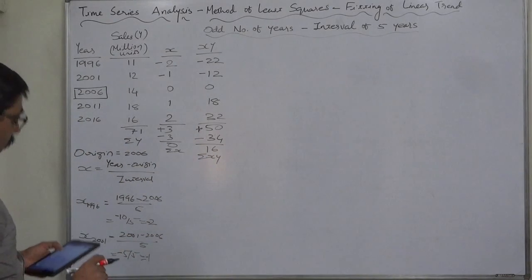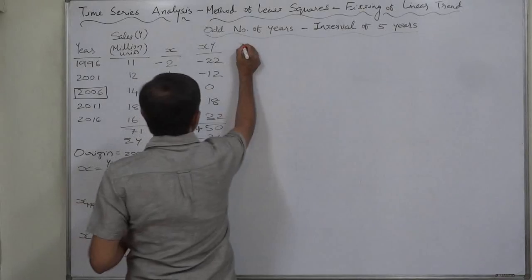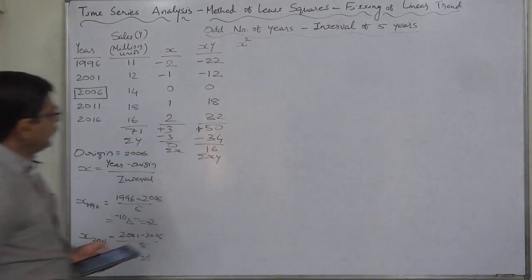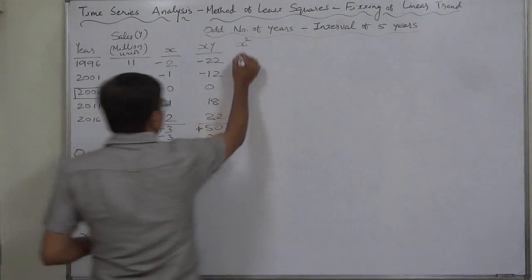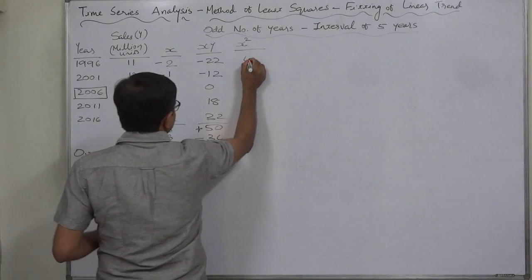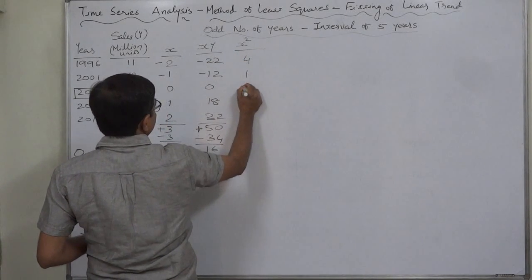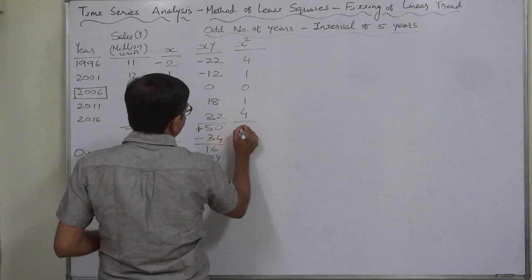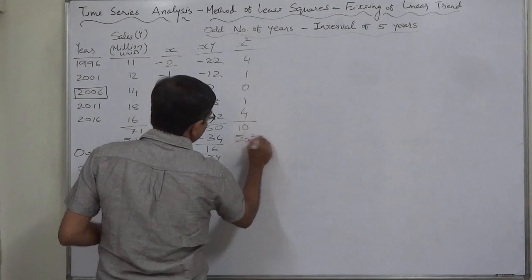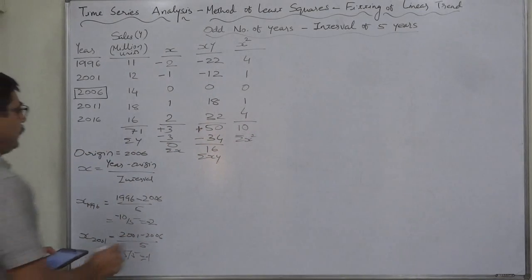We need one more thing, and that is x square. x square means squared value of all x values. Negative 2 square is 4, negative 1 square is 1, 0, 1 and 4 again. So 5 plus 5, it will be 10, sigma x square.